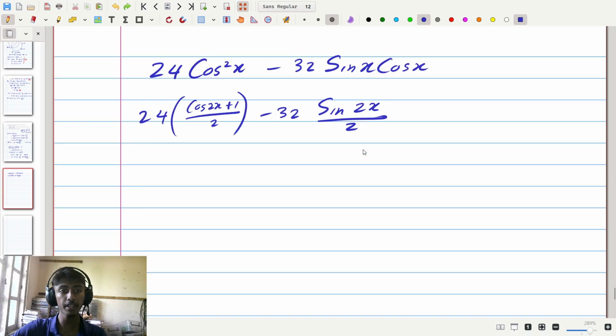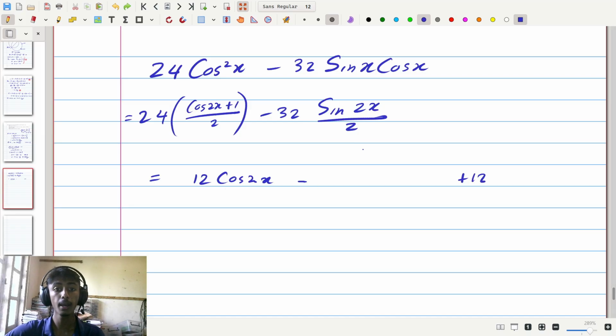So I can write an equal sign here and simplify this down. The 24 and the divide by 2 cancel, leaving us with 12. So we have 12 times cosine of 2x plus 1, which is 12 cosine 2x plus 12, and then we have minus 32 over 2, which is minus 16 times sine of 2x. Therefore our expression is 12 cosine of 2x minus 16 sine of 2x plus 12.